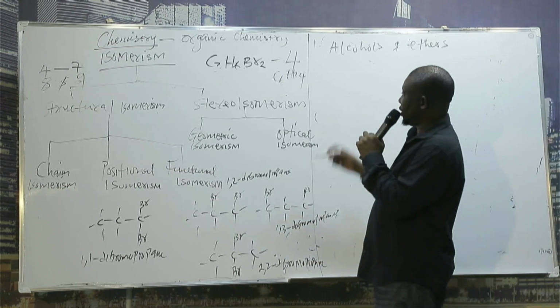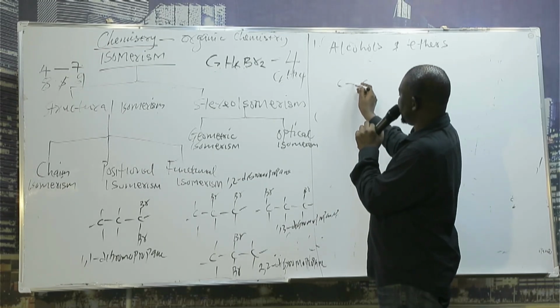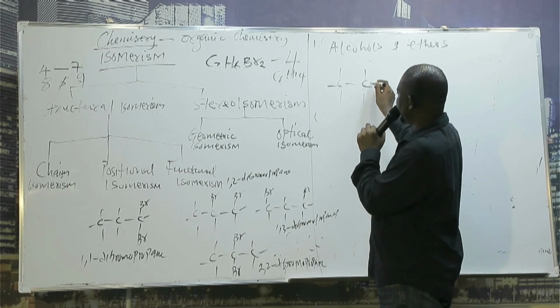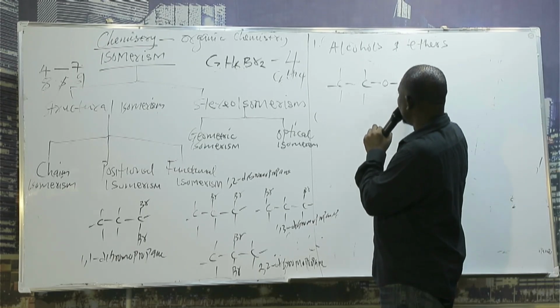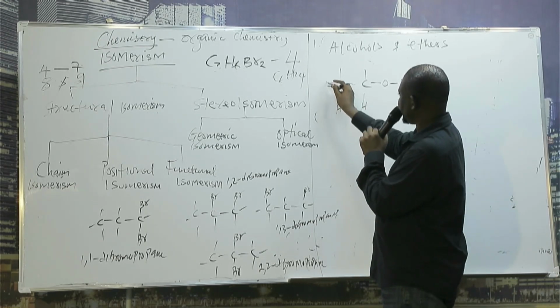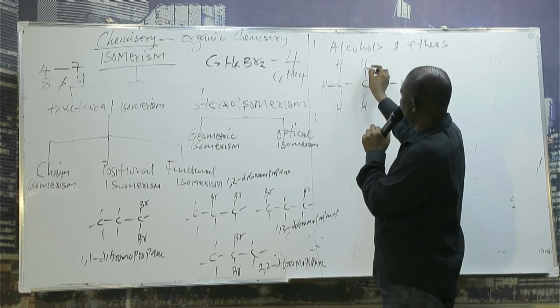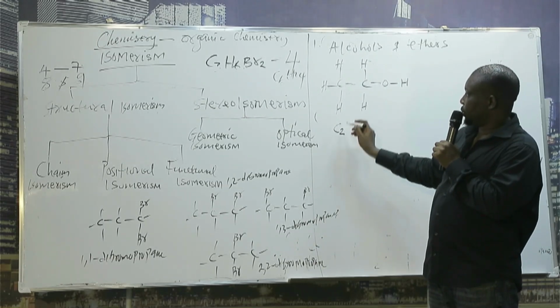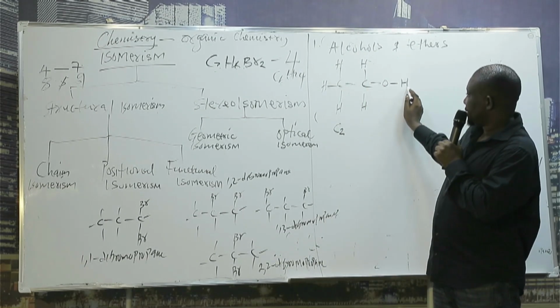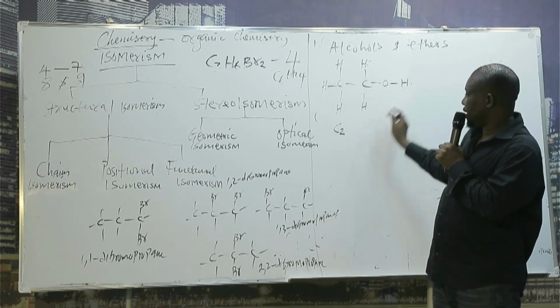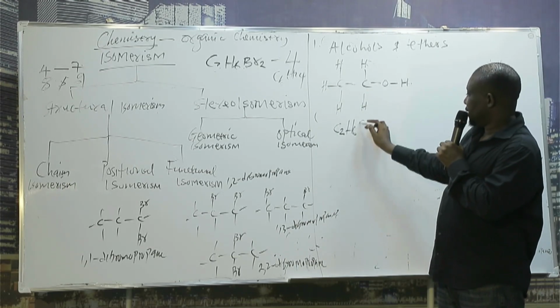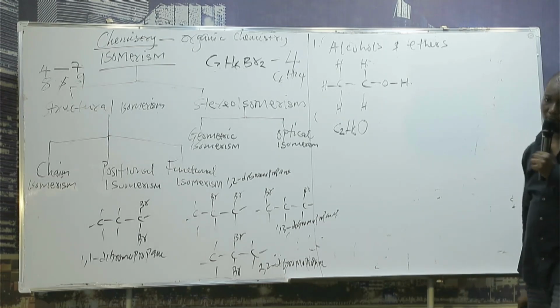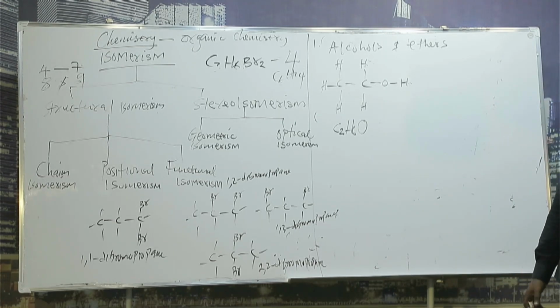Let's draw the ethanol. Ethanol is C2H5OH. This is ethanol, whose molecular formula is C2H6O. That's the molecular formula. If you say C2H5OH, that is the condensed formula.